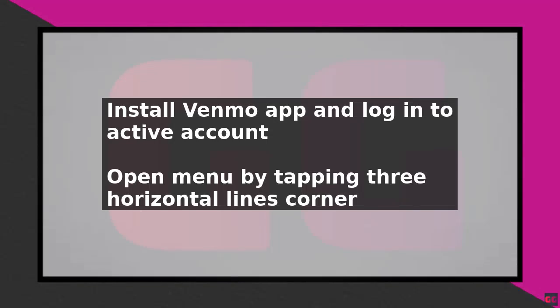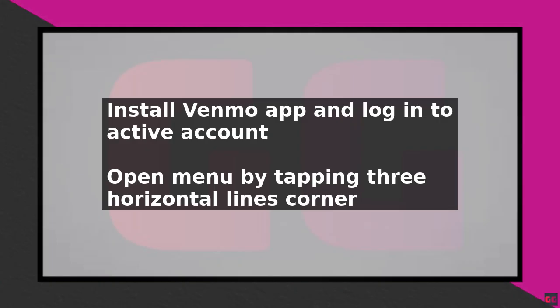To start a Venmo group, you will need to have the Venmo app installed on your device and an active account. Begin by opening the Venmo app and logging into your account. Once you are logged in, navigate to the menu by tapping the three horizontal lines in the top left corner of the screen. From the menu, select the Groups option.